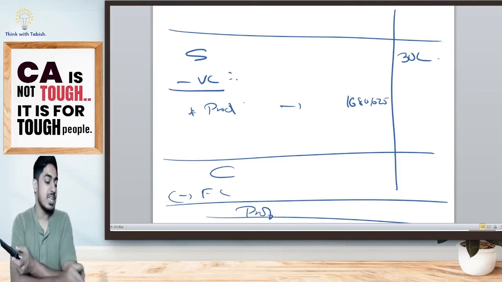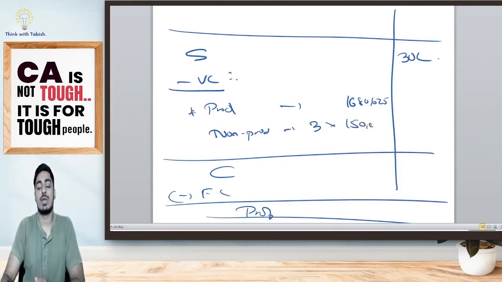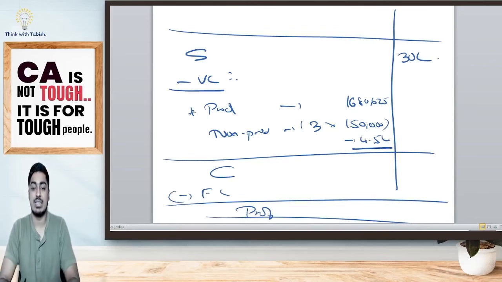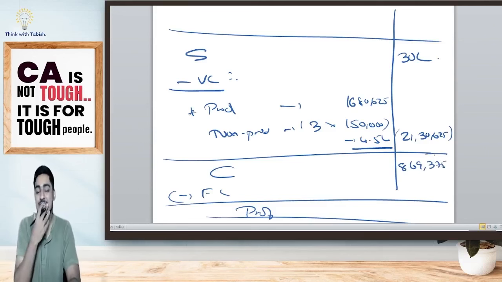How much is it, students? Variable selling is 3 rupees per unit. How many units have been sold? 1,50,000 units have been sold. Yes or no? Yes, that means 4.5 lakh. I know the presentation is very bad. 16,80,625 plus 4,50,000 is 21,30,625, my variable cost. That means what is my contribution, students? 8,69,375. The first time when we explain this question in our regular batch, it takes 1.5 hours.